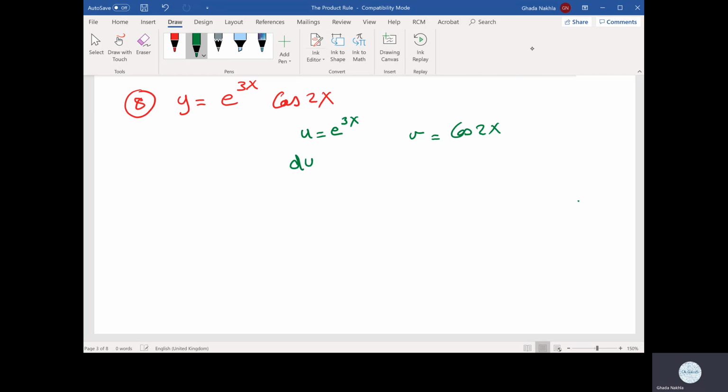Differentiate u by dx, and when you differentiate e to the kx, you end up with ke to the kx. So you end up with 3e to the 3x.